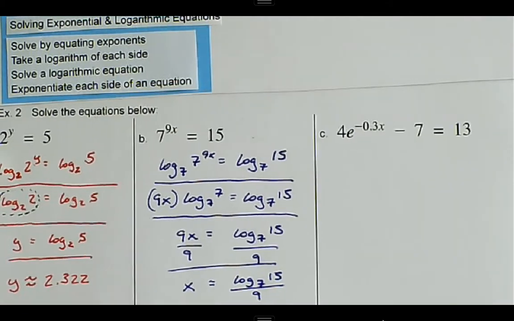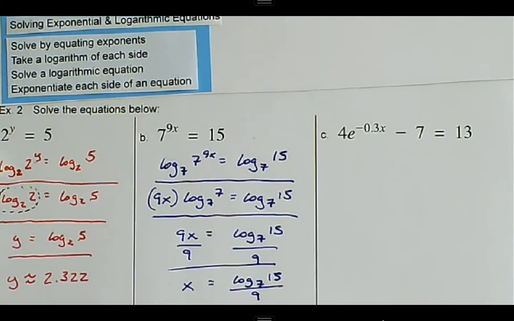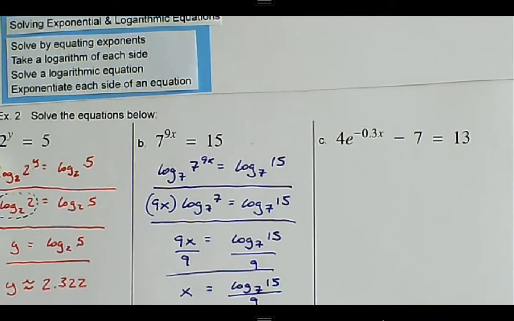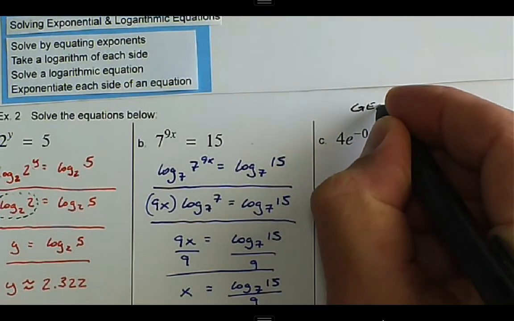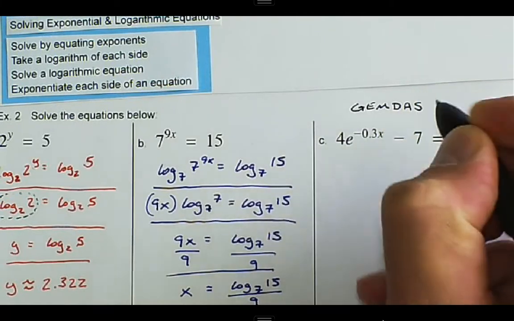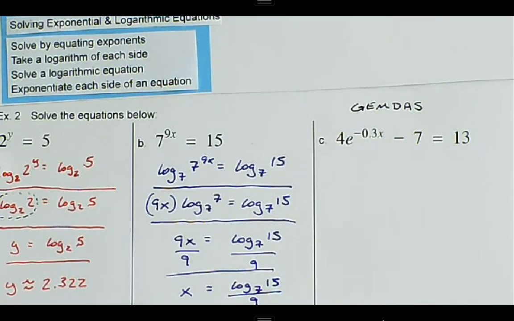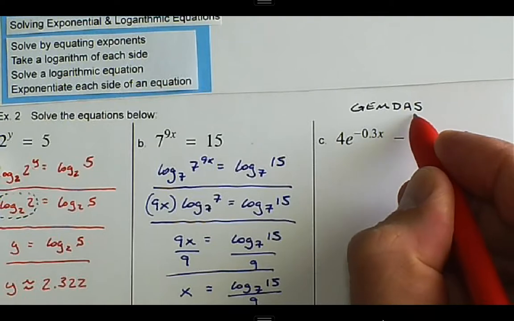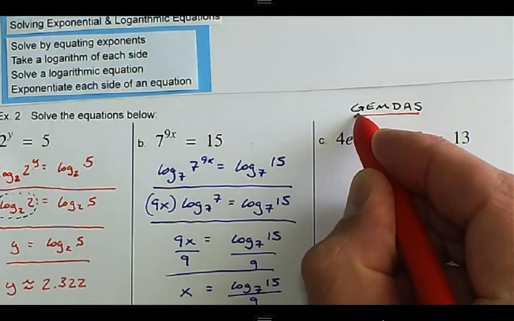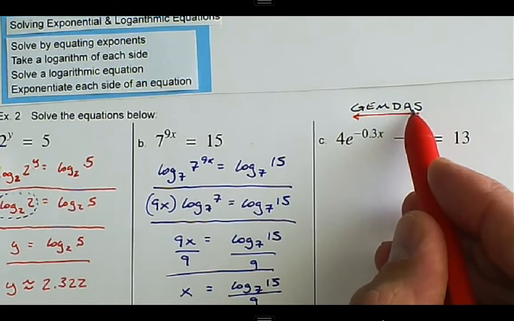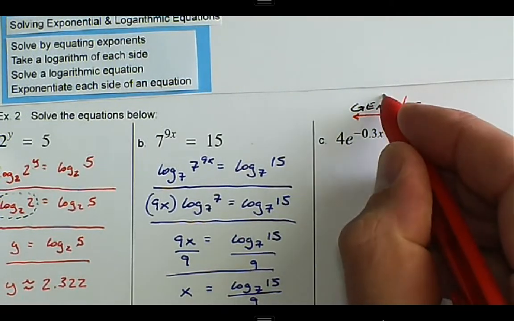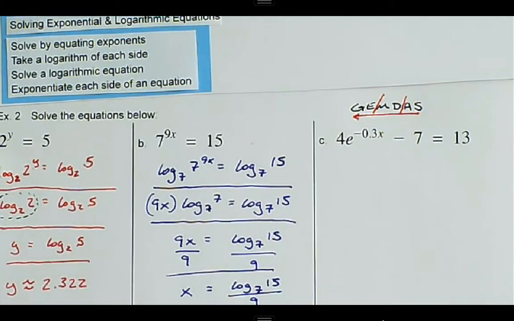We have another example. In this case, we have to remember GEMDAS. So I'll write that down up here. In order to solve this equation, we're going to start at the S, or subtraction and addition, and we're going to work our way to groups. So we have to do addition and subtraction, then multiplication and division, and then we can come to the exponents after we do those first couple things.